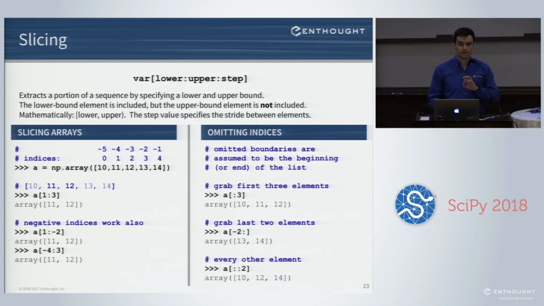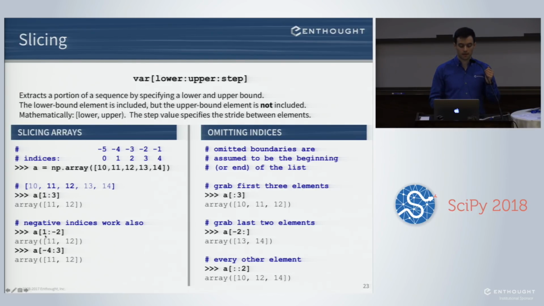For me, though, it has an entirely different meaning. When I read a slice that says 1 colon -2, I read this as drop the first element from the front and drop the last two from the end. And how many elements am I going to get out of this slice? I have no idea. It depends on the size of A.